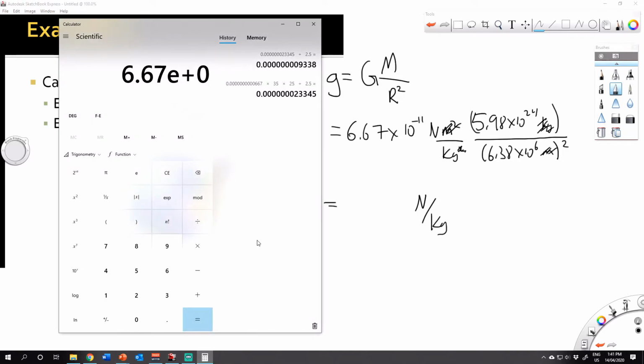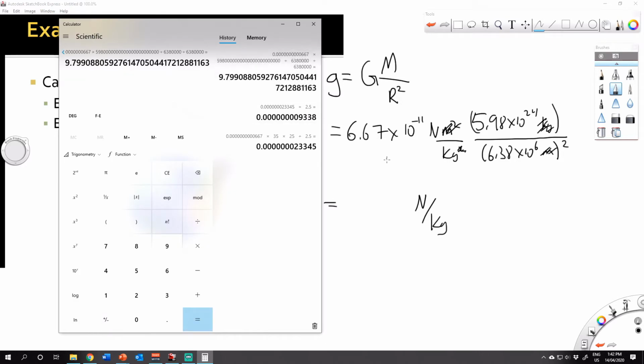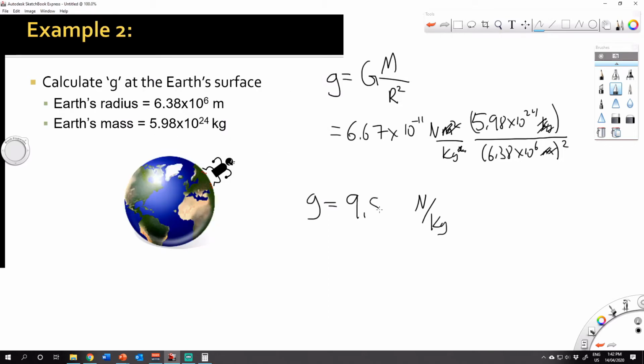So 6.67 to the negative 11 times 5.98 to the 24. We'll divide this by 6.38 to the 6, and then we'll divide it again by 6.38 to the 6, and this gives us a value of, look at that, very close to 9.8 to two significant figures. I can go three significant figures, which is basically the same, 9.80 newtons per kilogram.